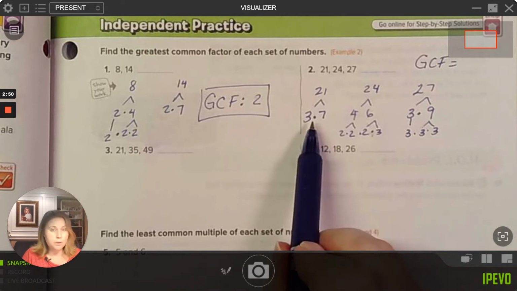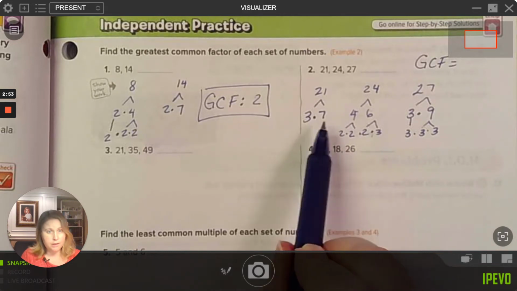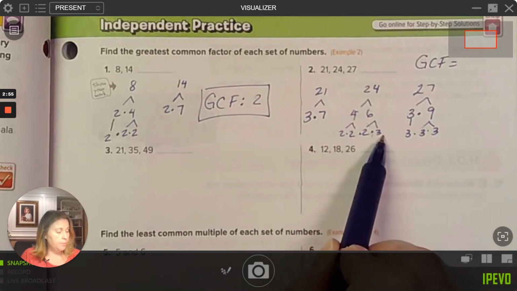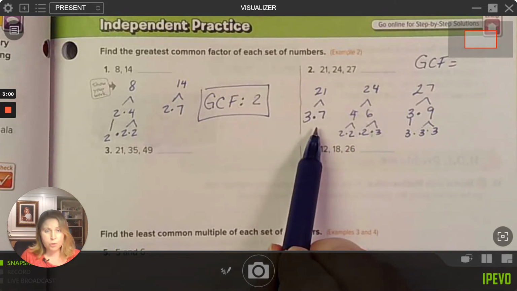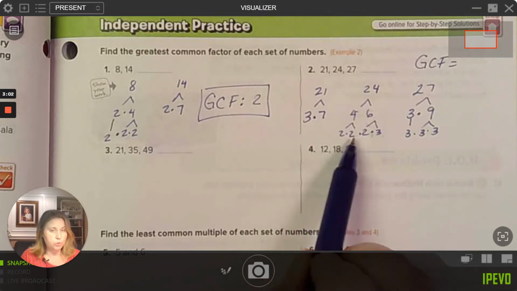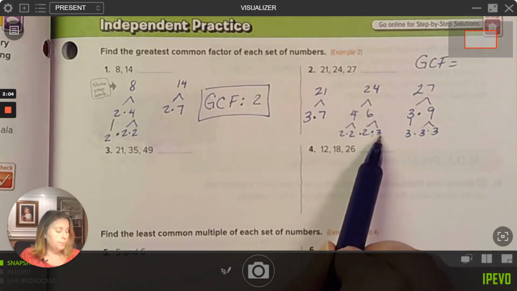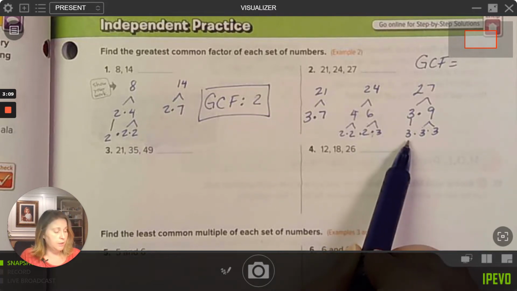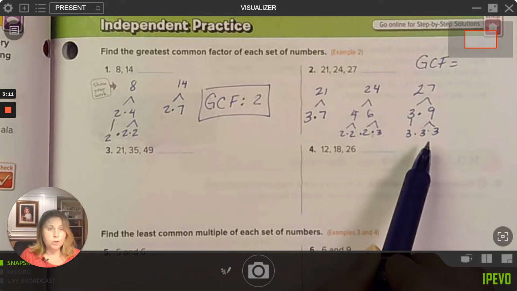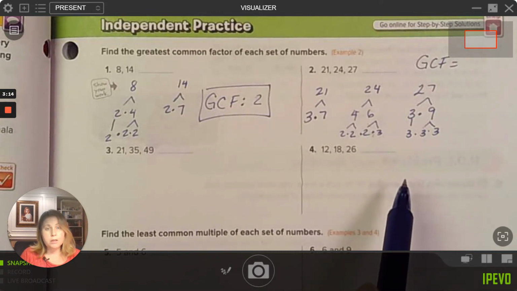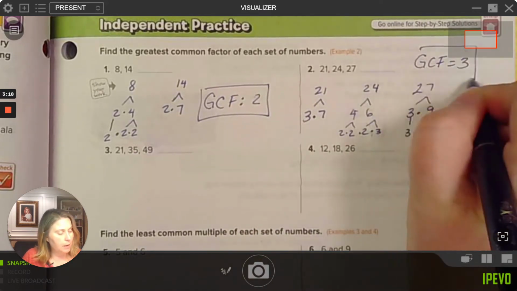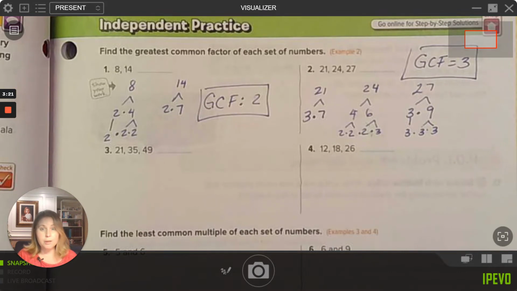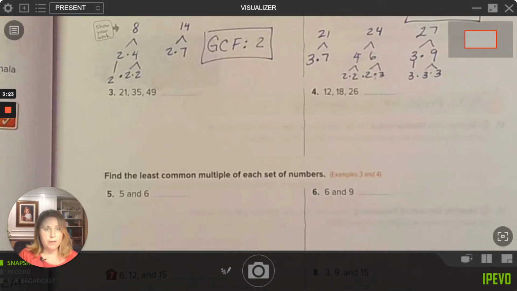The 21 only has the 3 and the 7. I look here, it only has the 2, but we already know the 2 isn't common because 21 did not have a factor of 2. So the 2 is not going to be able to be counted. It does have a 3 as well. And then I look at the 27, that's 3 times 3 times 3. So the only factor that all 3 of them have in common is a single 3. That's going to be our greatest common factor. That's the only number that all 3 have in common.